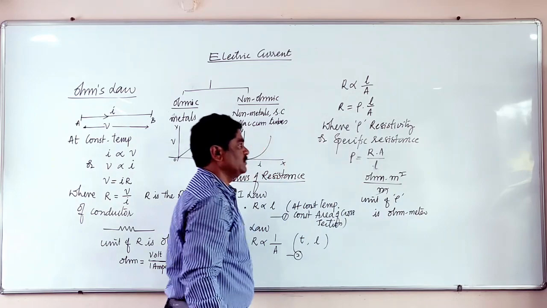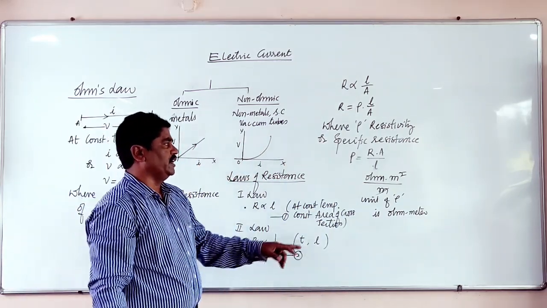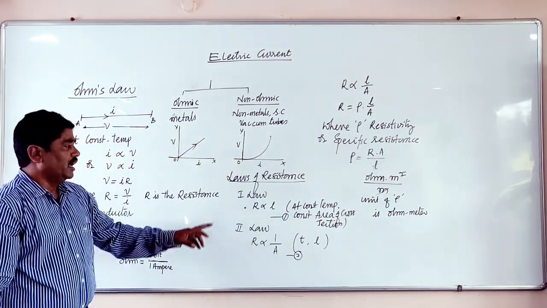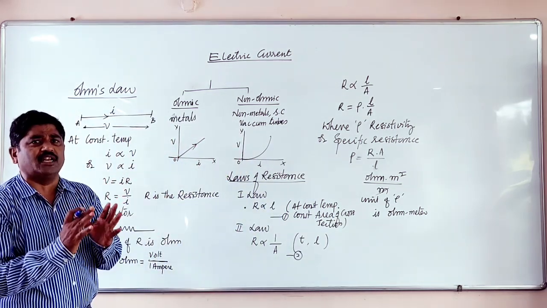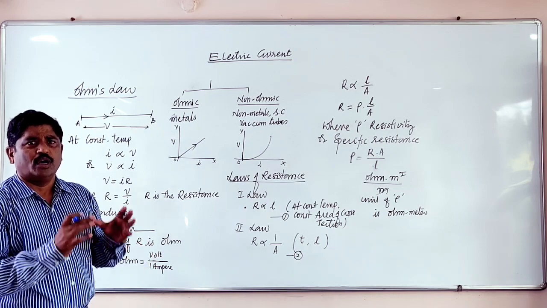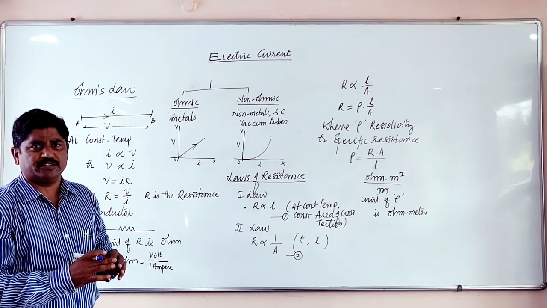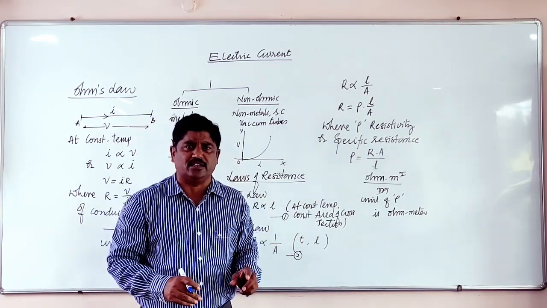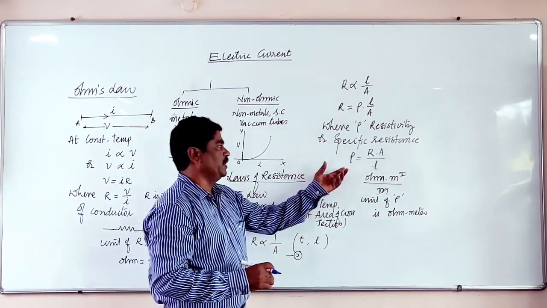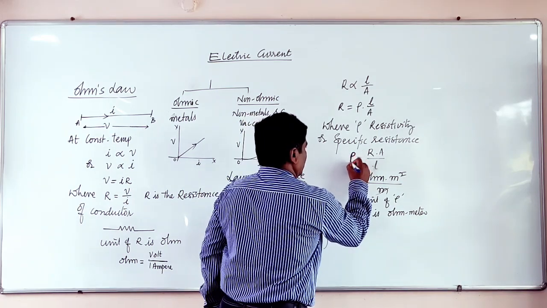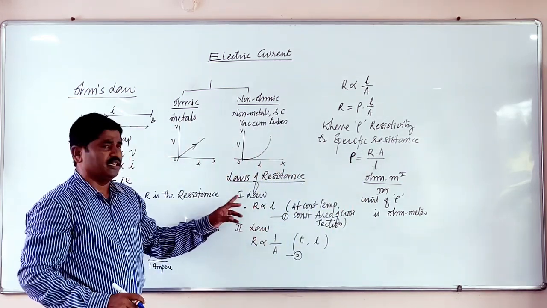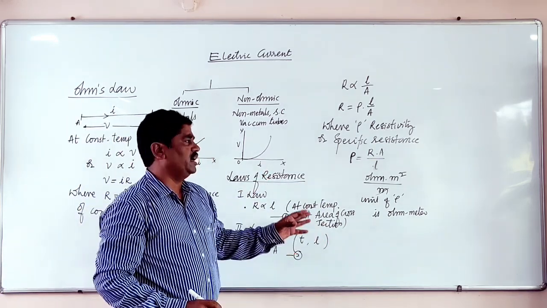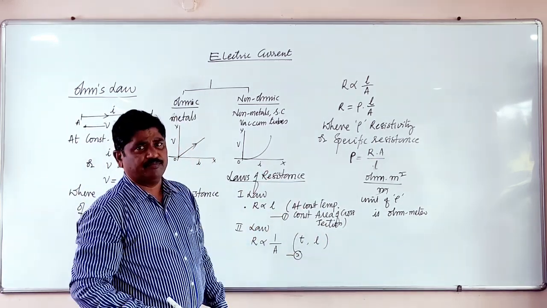But what is the main difference between the resistivity rho and the resistance? Resistance depends on the physical condition of the conductor, that is, the length and the area of cross section. Whereas resistivity depends on the material of the conductor from which it is made. So resistivity depends on the material and resistance depends on the physical condition. That is the difference between rho and R.